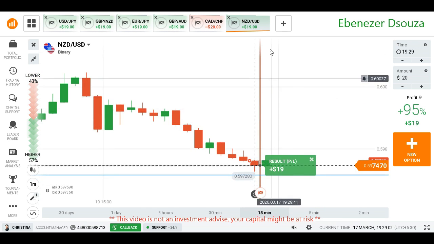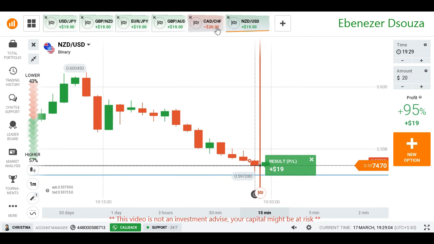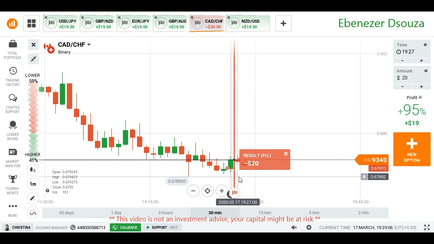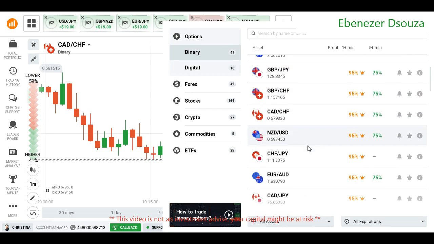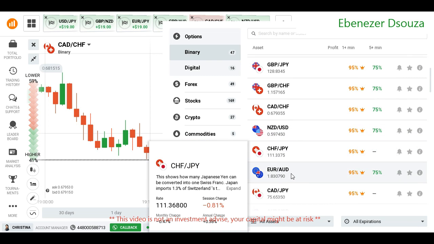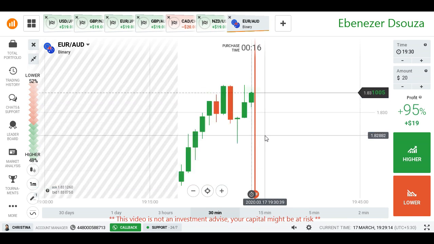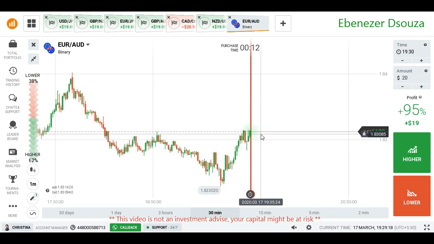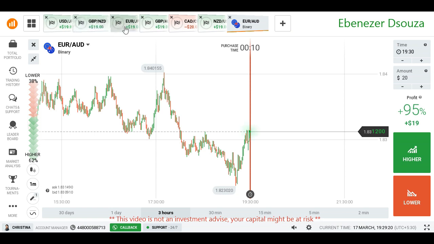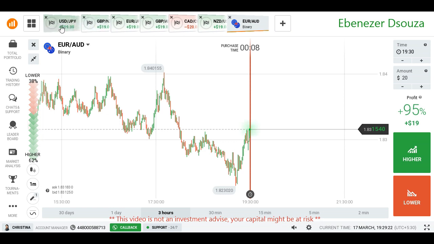This is also a winning trade. I don't know why I lost this trade. Sometimes we may lose even if we predict the market very well. It's very common. We no need to worry about that. Okay, till now I placed 6 trades.